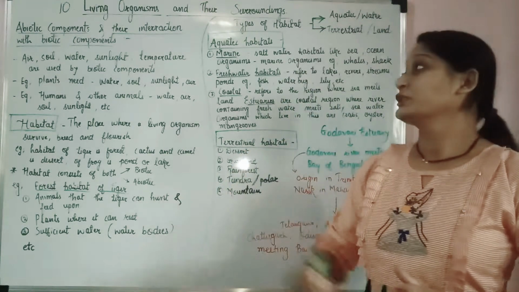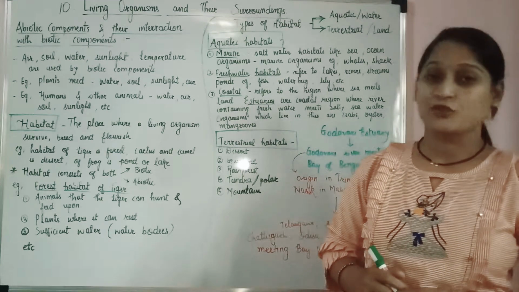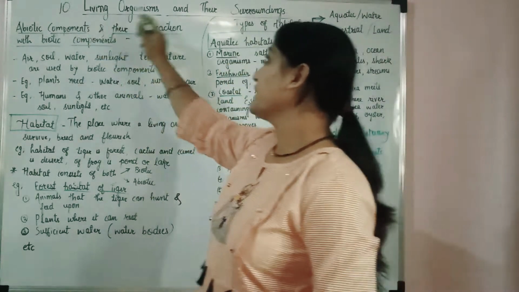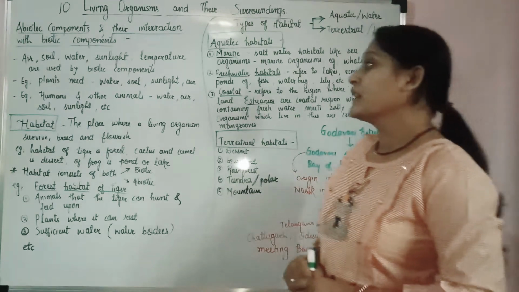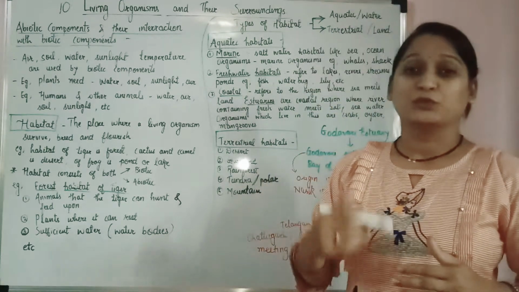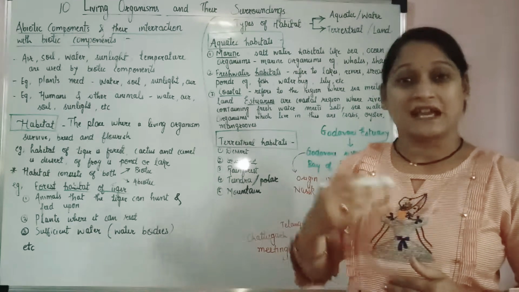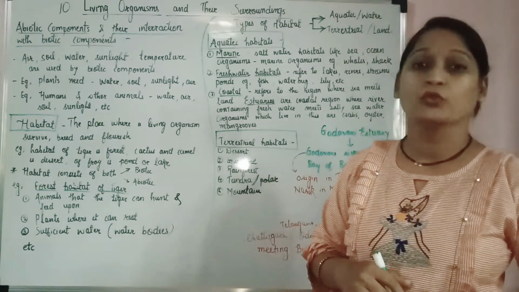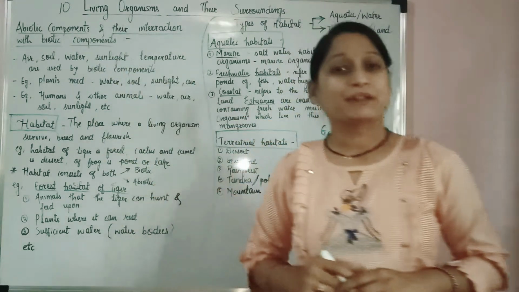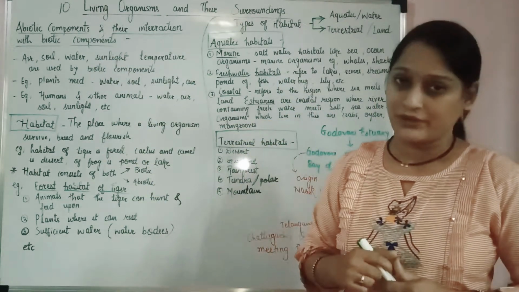Hello everyone. Today we are going to continue the next topic of chapter 10, living organisms and their surrounding of class 6. In the previous class we saw how the biotic components like the plants and the animals are interacting with each other. In this video we are going to see how the abiotic components are interacting with the biotic components.